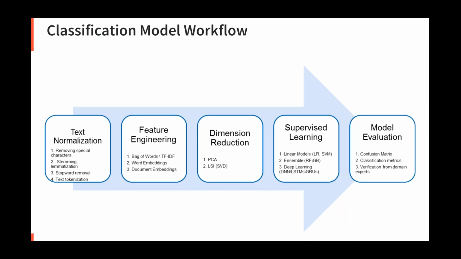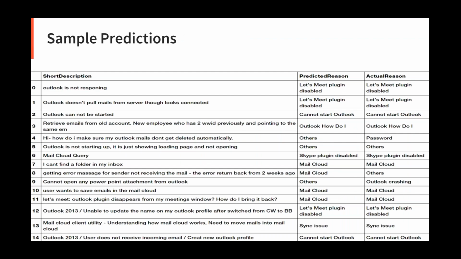And these are some sample predictions. We have just shown the short description here due to visual constraints. Obviously, we can't put all the features here. But as you can see here, comparing the actual reason and the predicted reason, it worked pretty well in many cases. And obviously, it's not a perfect model, right? Accuracy can't be 100%. So in our case, we got around 80 to 85% accuracy, depending on the number of root causes we had.